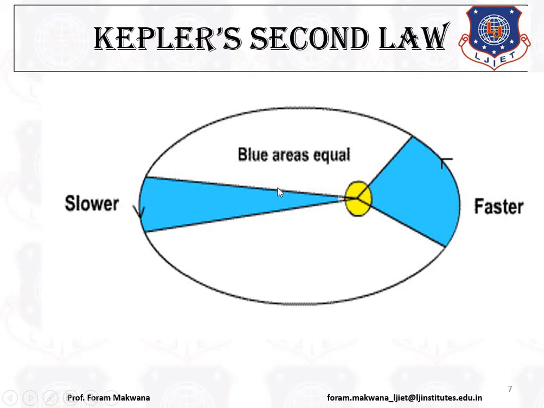So based on Kepler's second law, these blue areas are equal. Because of equal time interval, a satellite will sweep out equal area. So the speed of satellite is faster at this point and it's going to be reduced as it moves away from the surface of the Earth, right? So this is Kepler's second law.